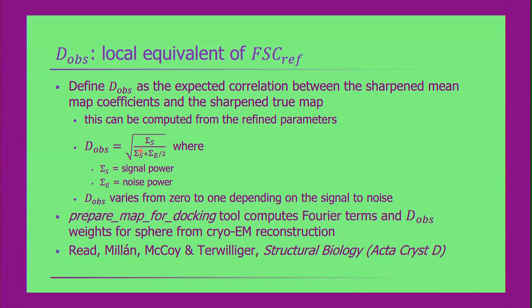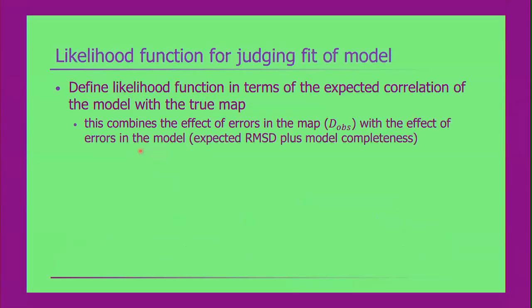So there's one program that we've developed called Prepare Map for Docking, boring name, but anyways, it computes the Fourier terms from the half maps and these diobs weights. And this can, in principle, be used for any likelihood-based calculation with those data. It's published in this month's issue of Structural Biology, otherwise known as Acta Cryst D. Okay, so that is calibrating the error model.